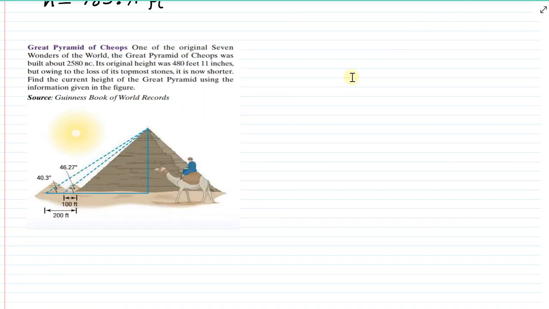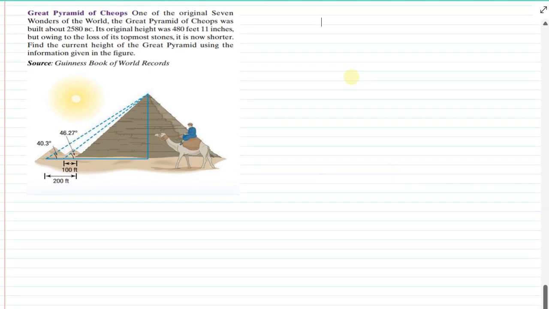This will be the last example for us. So let's take a look at this. This is a very interesting one. The problem reads: one of the original 7 wonders of the world, the Great Pyramid of Cheops, was built about 2580 BC. Well, a long time ago. Its original height was 480 feet 11 inches, but owing to the loss of its topmost stones, it is now shorter. Find the current height of the Great Pyramid using the information given.